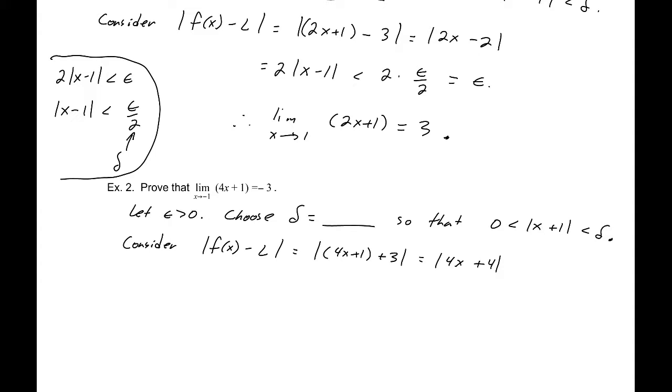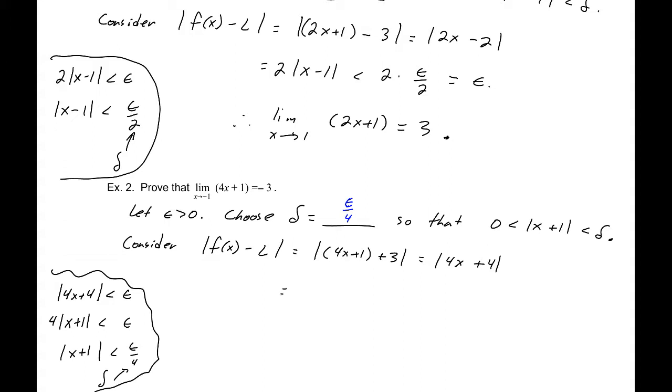Just like before, here's my scratch work. 4x plus 4, the absolute value, I want that to be less than epsilon. Factoring out my 4, we have a common theme there, which means the absolute value of x plus 1 must be less than epsilon over 4. There is our delta. Epsilon over 4. Now, for these linear problems, we will have just epsilon over something. That's usually how these play out. All right, so factoring out the 4, the absolute value of x plus 1 is going to be less than 4 times epsilon over 4, which equals epsilon. Therefore, the limit as x approaches -1 of 4x plus 1 is equal to -3.